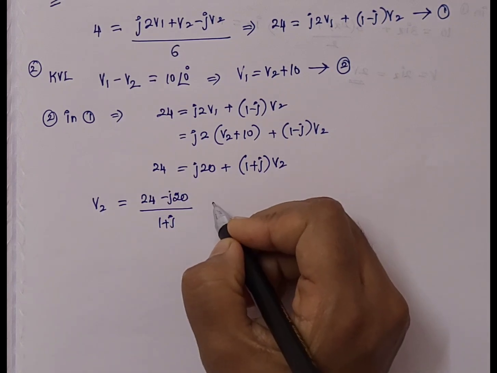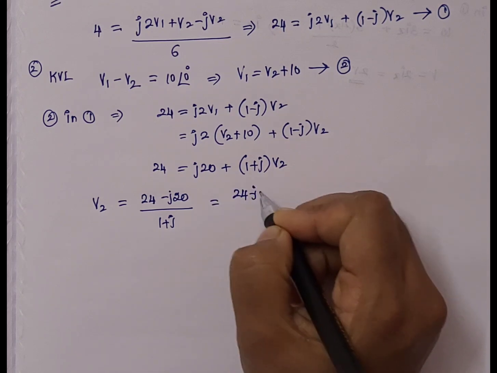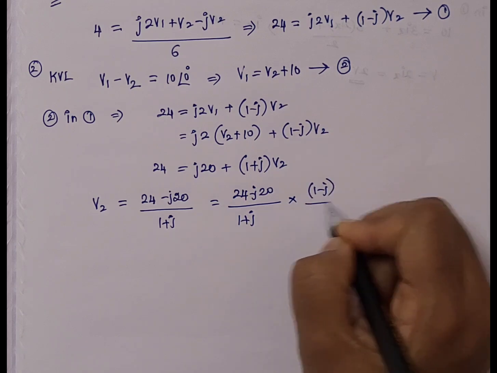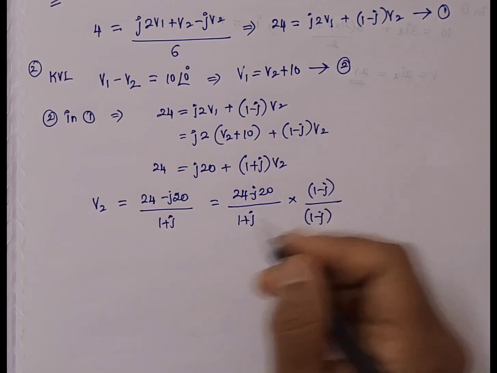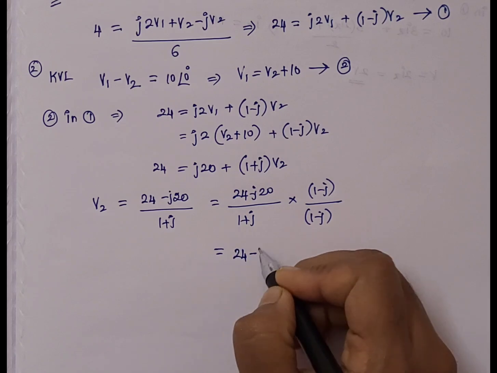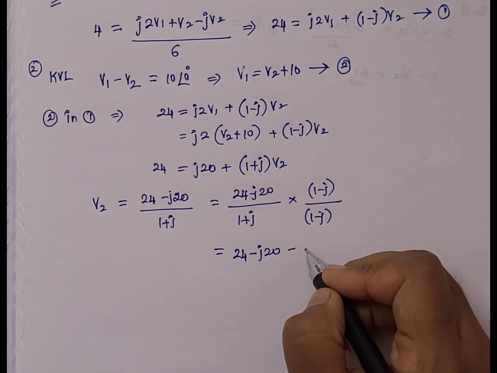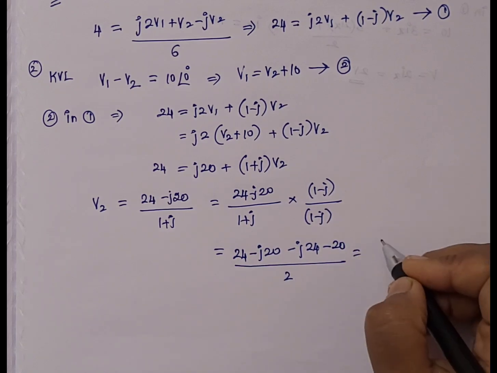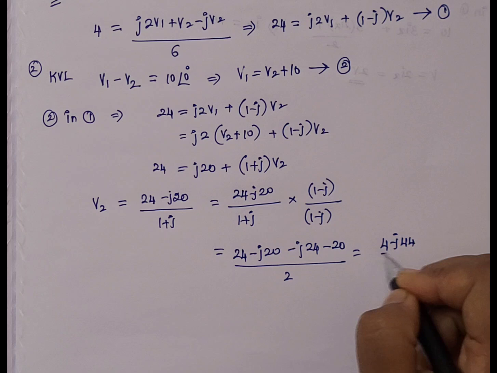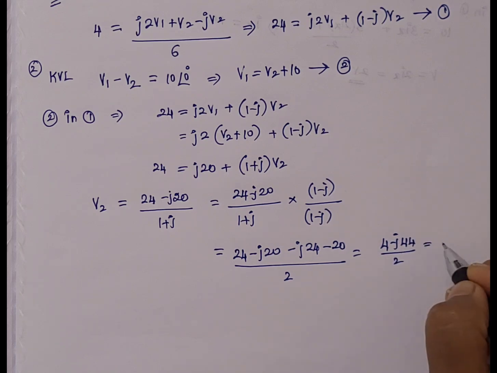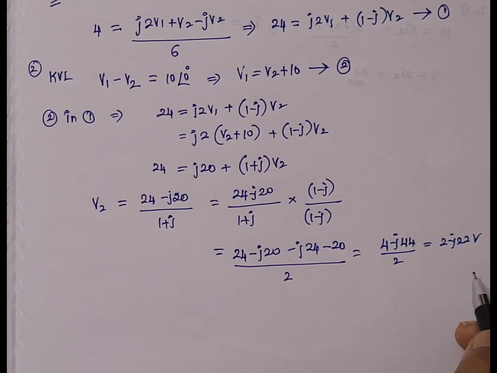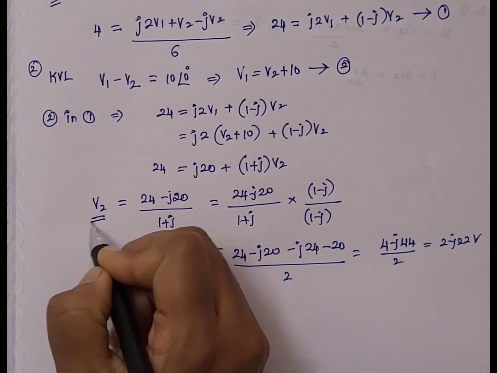So now we can take the conjugate value. It will be (24 minus j20) divided by (1 plus j), times (1 minus j) divided by (1 minus j). Solving this, we get (24 minus j24 minus j20 minus 20) divided by 2, which is equal to (4 minus j44) divided by 2, which is equal to 2 minus j22 volts. So this is the value of V2. This is what the question asked for, so we have calculated the nodal voltage V2.